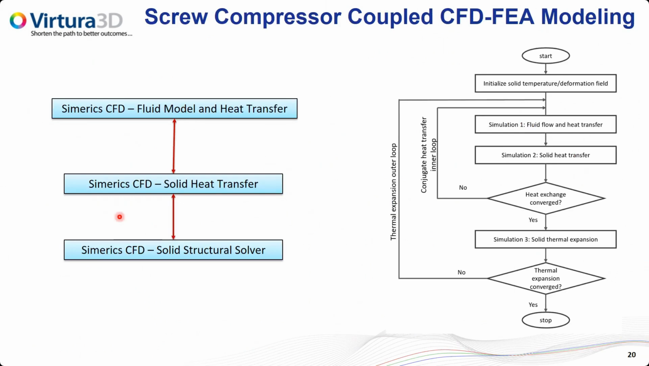So the way that works now is we have Simerics CFD solver, which is the fluid and the heat transfer model, and that talks to the Simerics CFD solid model, which solves the heat transfer. And this loop keeps performing till we have some flux convergence, and then we go to the structural solver to modify the geometry, and then come back and then do the coupling again. So this is what is explained in this algorithm.